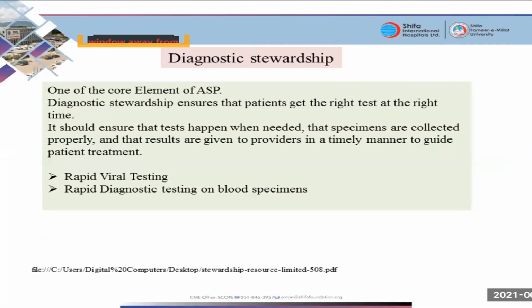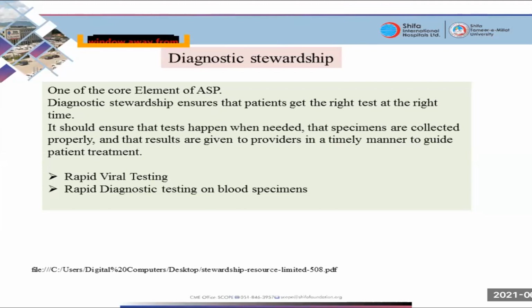Diagnostic stewardship is also very important in identifying the diagnosis as early as possible. It means that the patient gets the right test at the right time. And it includes different techniques such as rapid viral testing, which means a decrease in the inappropriate use of the antimicrobials. It can be done by the rapid antigen or immunoassay, etc. It has been associated with decreased inappropriate antimicrobial use because the physicians tend to give unnecessary antimicrobials whenever a patient presents with respiratory symptoms such as cough or flu, and it is often difficult to differentiate a bacterial illness from viral illness.